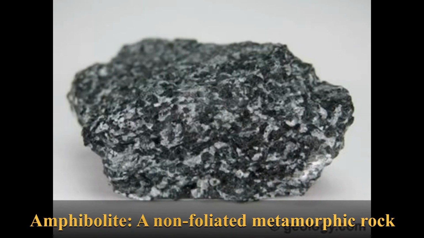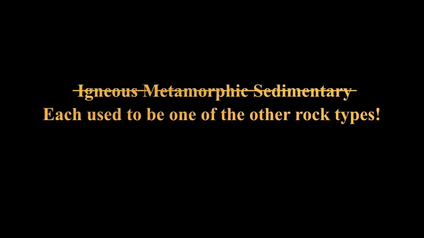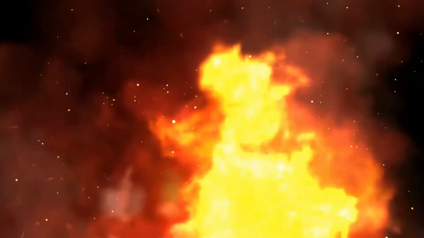But what about the others? Metamorphic rocks are formed under similar conditions, i.e. the boiling hot temperatures. They have two different types or ways to classify them, foliated and non-foliated. Foliation is the alignment of minerals that when put under pressure, line up in their formation. Metamorphic rocks were previously different or the same type of rock, but underwent a transformation.